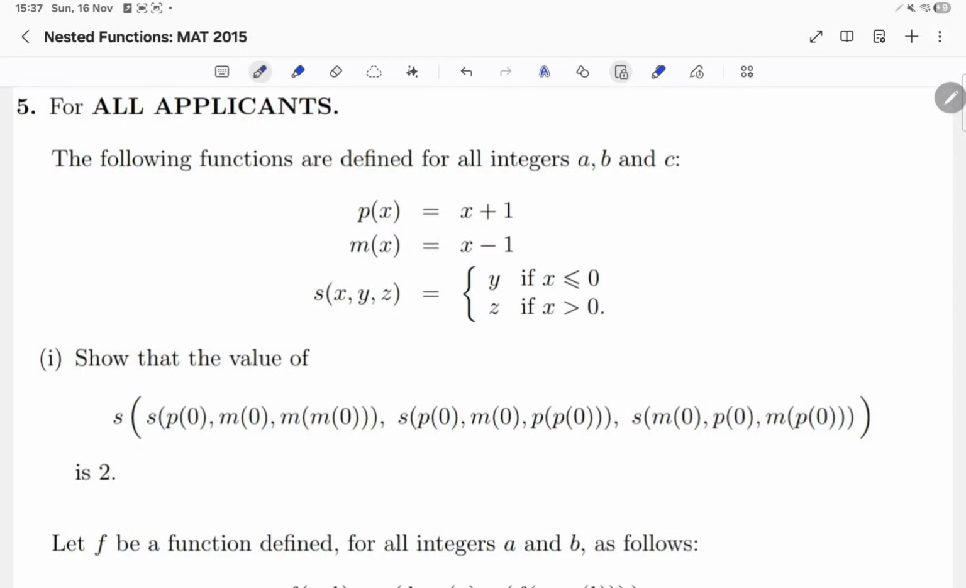Hello and welcome back. Today we'll be doing question 5 from the 2015 MAT. This question is for all applicants.